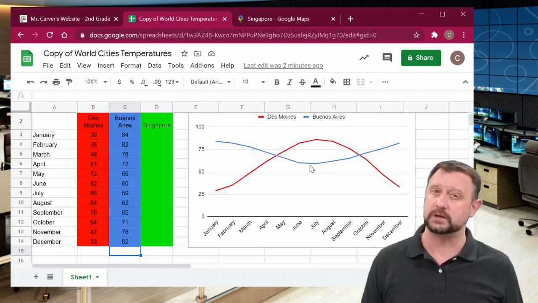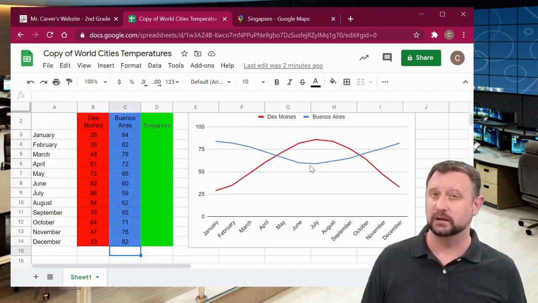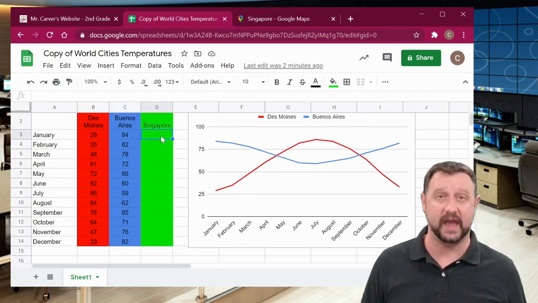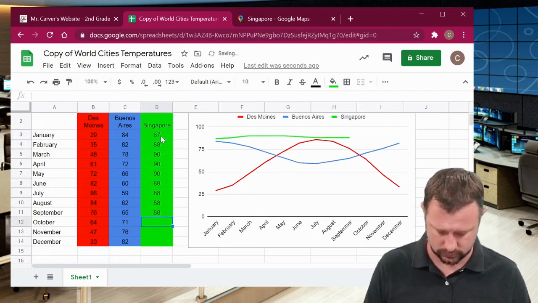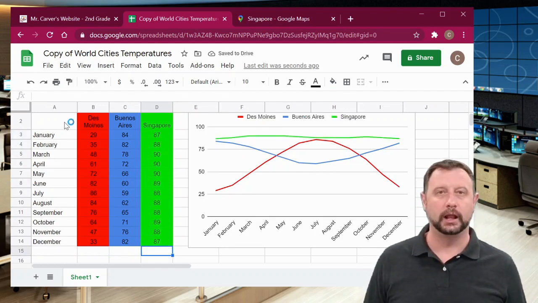Now let's see what Singapore is going to do. Singapore is almost right on the equator. They're kind of right in the middle. So I wonder how that temperature is going to look compared to everyone else's. Let's go ahead and put that data in too. Huh. Look at that.